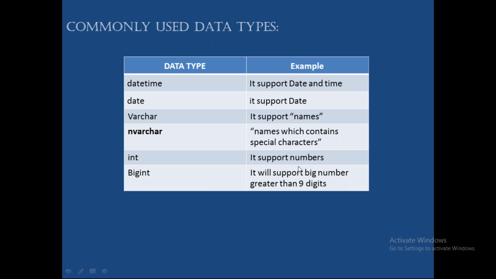Next, int. It supports numbers. If you want to store customer IDs, the number of hours, your course duration, all those things, you can go with int. Bigint basically supports big numbers greater than 9 digits. For example, if you want to provide your phone number, it's a 10-digit number, you need to go with bigint. Not only these data types, we have many more data types which support your table creation. In the field definition, these are the commonly used data types. That's why I just included those here.